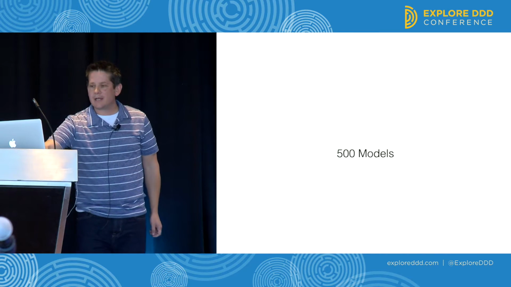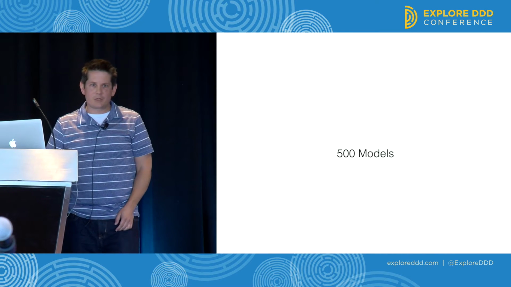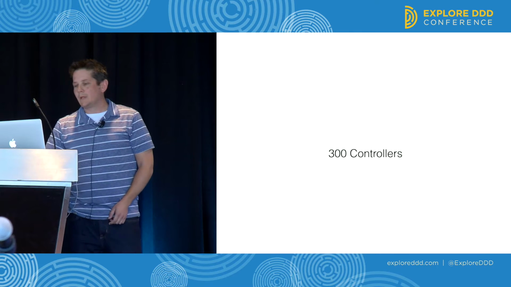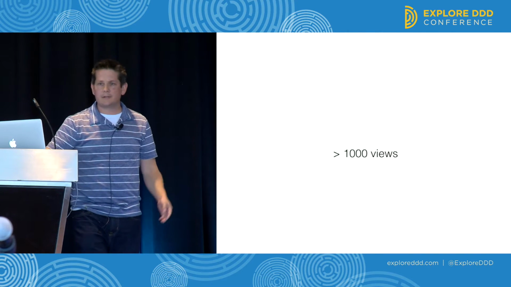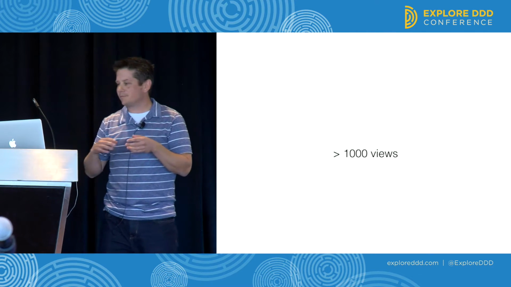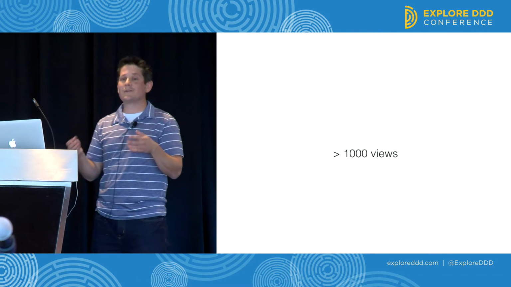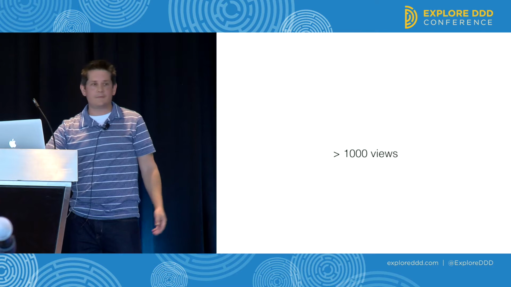And so we've got lots of code, 500 models, 300 controllers. And this is just a check from a few weeks ago. I didn't even take the time to figure out how many nested views there were, but there's over 1,000, probably a couple thousand views.